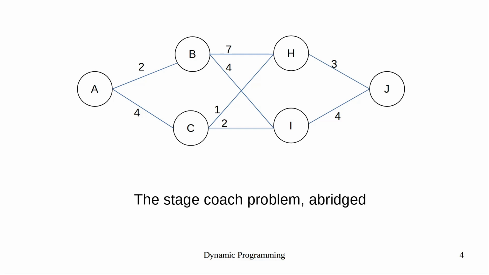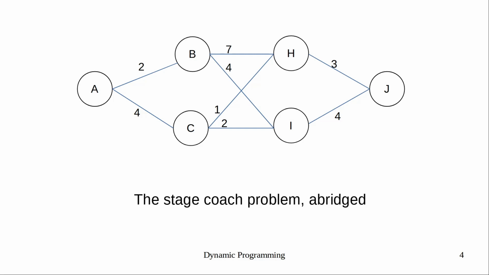Now cities A, B, C, H, I and J are known as states. I repeat, they are known as states. He can be in any one of these cities, so it's a state at which he can be. Mathematically, a state is a place where you are. That's all.